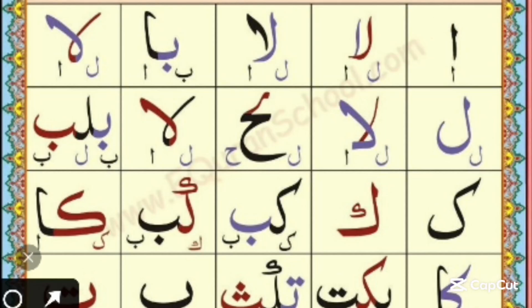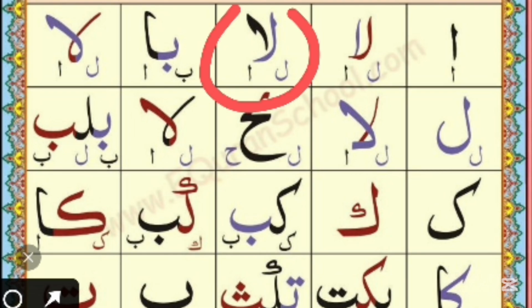Alif. The first letter is the half shape of lam, and the next one is alif. Lam, alif. Again, the first letter is the half shape of lam, and the next one is a curvy shape like alif.